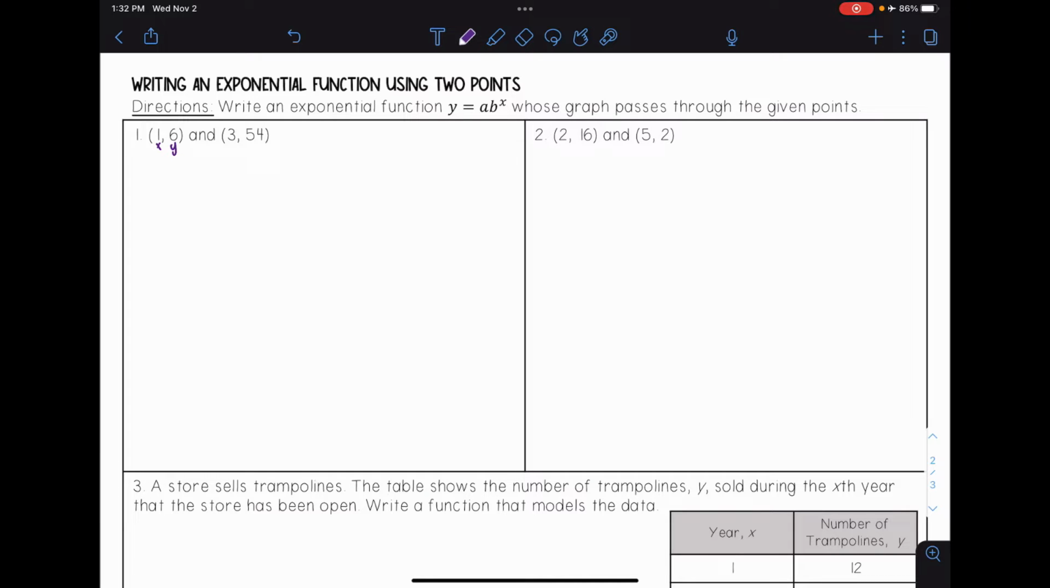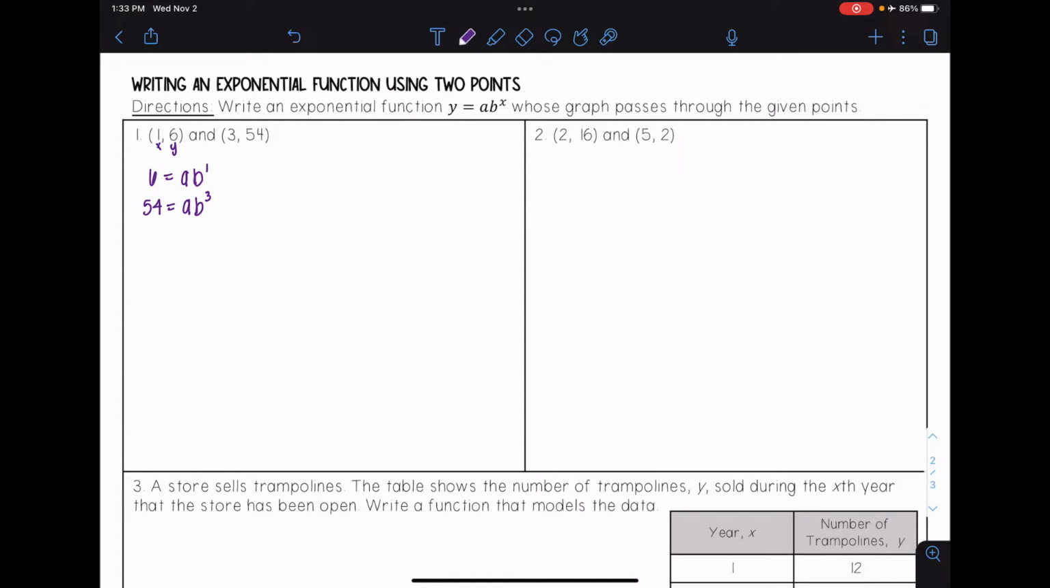I can actually plug both of these points into my equation to get 2 different equations. When I plug in (1, 6), I get 6 is equal to a b to the first. And when I plug in my second point, I get 54 is equal to a b cubed. My goal here is to figure out what my a value is and what my b value is, so I can fill in what my function is.